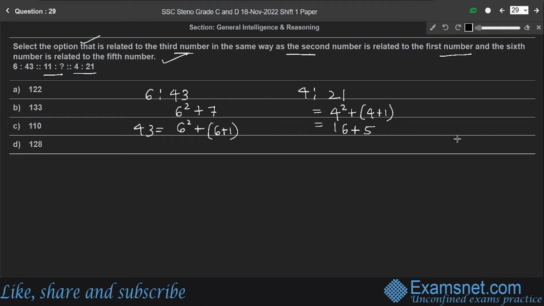Right? Similarly, 11 is related to which number? This number is equal to 11 square plus 11 plus 1. Right? 11 square is 121, plus the same number, 11, plus 1 is 12. Therefore, 121 plus 12 is 133. 11 is related to 133. Hence, option B is the right answer.